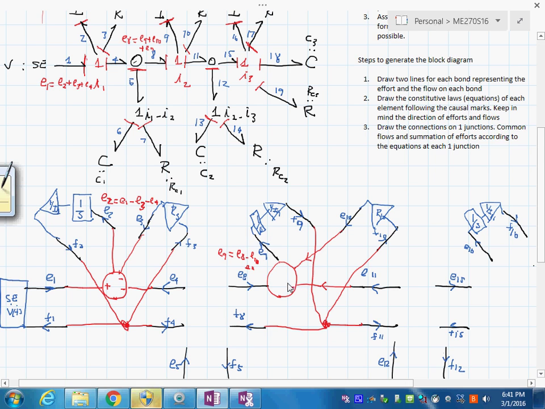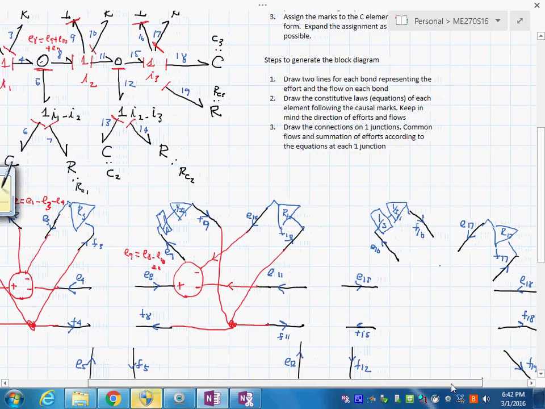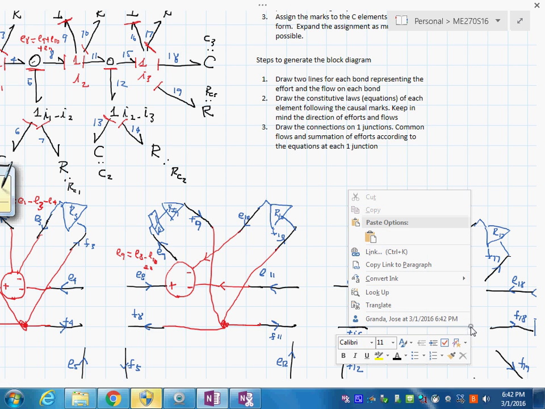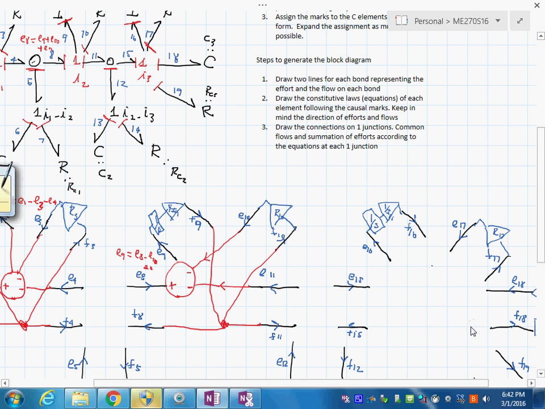On this, we are still doing the 1 junctions, right? So let's do the one over here. The flows are the same, but the efforts will add. So I'm gonna do it a little quicker. Here E5 is the output for the effort. So it's E sub 6 plus E sub 7. E5 is E sub 6 plus E sub 7, so plus over here.